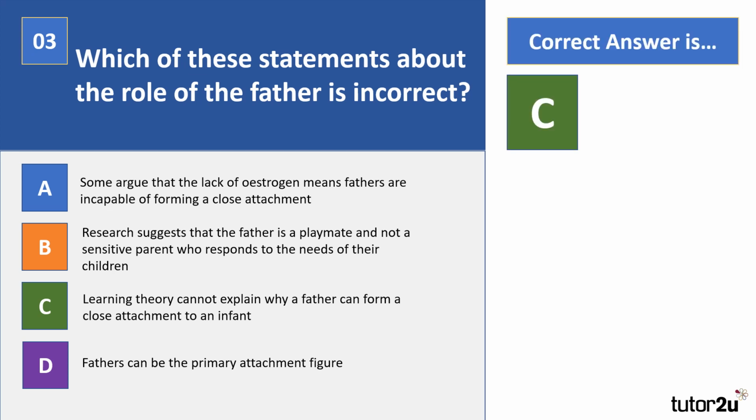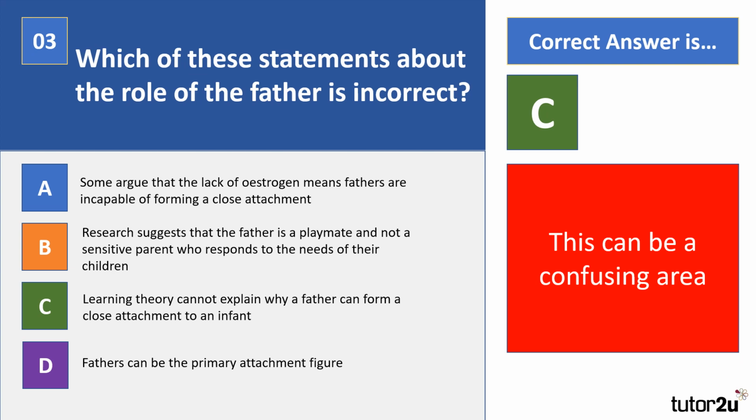All right, your correct answer is C. Now, this is a confusing error, and I've just kind of put that on the slide there. The reason that C is correct is learning theory can explain why a father can form a close attachment to the infant, so long really as the father's feeding that infant, perhaps then it can become associated with that pleasure.